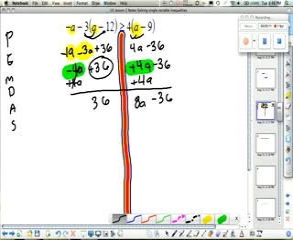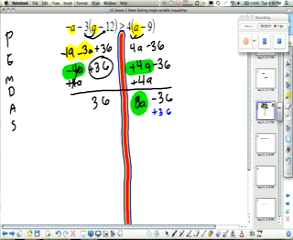Now, I need to make sure that this A is all by itself. I need to get rid of everything else other than this A on this side. So that means that 36 has got to go. I'm going to add 36 here. If I do it to one side, I have to do it to the other. 36. These cancel, and the only thing that's left over on this side is going to be 8A. 6 plus 6 is going to be 12. Carry the 1. 3 plus 3 is 6. 72.